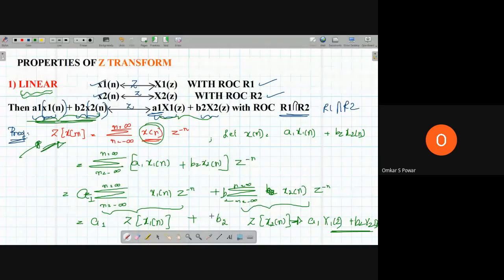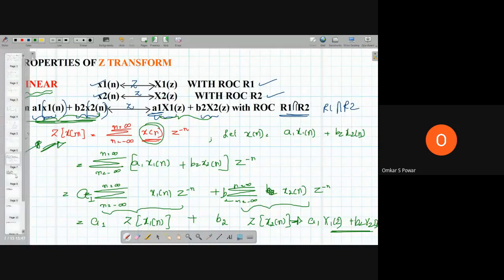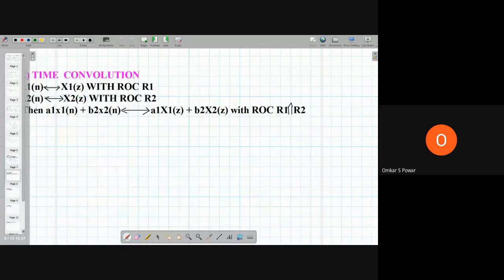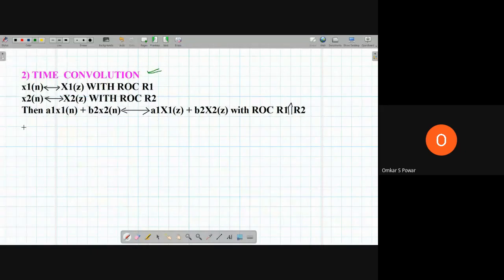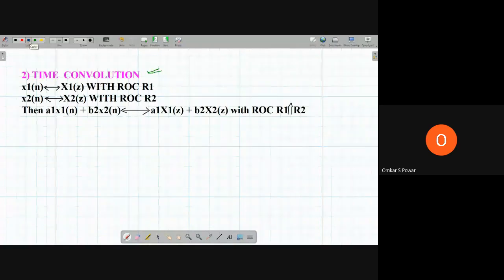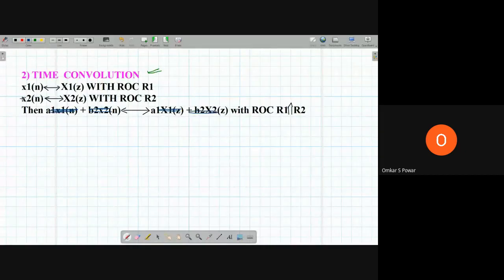Okay, so let me go to the second property, which is time convolution. If you go back to your Fourier transform, there also we have solved some problems with respect to this, and we have derived the properties there. So this is the linearity property which I have written, please ignore this one. If you take time convolution, the Z transform of x1 of n is X1 of z and the Z transform of x2 of n is X2 of z, with ROC R1 and ROC R2.